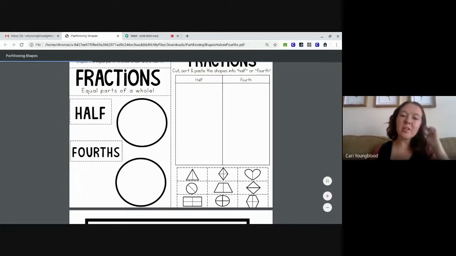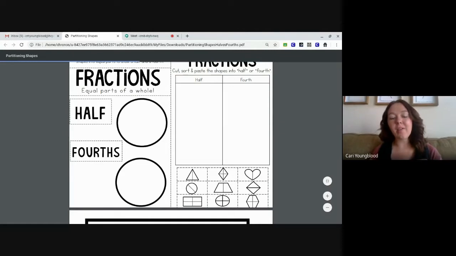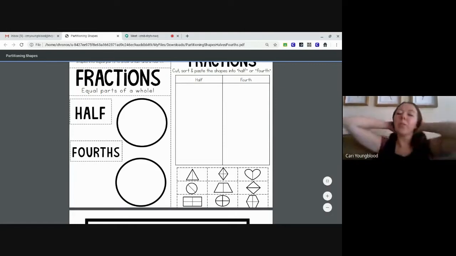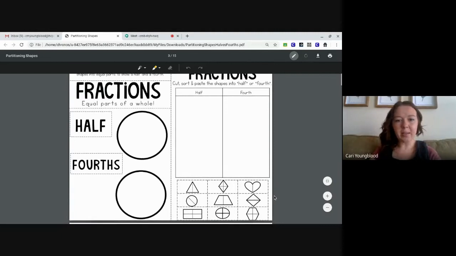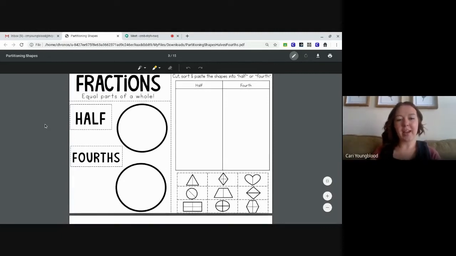All right, guys, so first let's talk about halves and fourths. I introduced this concept to you guys yesterday, and you submitted some awesome work to me showing me that you have a really good understanding so far of partitioning shapes into halves and fourths. So we're going to practice that real quick. As you can see on this sheet, I have two circles. I have a circle here and a circle here. This top circle has the word half next to it, and then we have fourths.